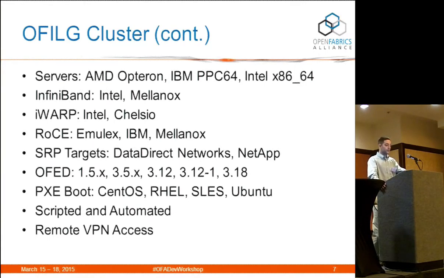Probably the most important thing to note here is the maintenance that goes into keeping the cluster up. Everything that we do there, as much as possible, is automated and scripted. This is so that we can load all of the new OFED releases as fast as possible. That means installing the new operating systems, often with PXE, and then installing on top of those whatever version of OFED we're targeting. This helps keep it fast, but it doesn't come without its own maintenance tasks.